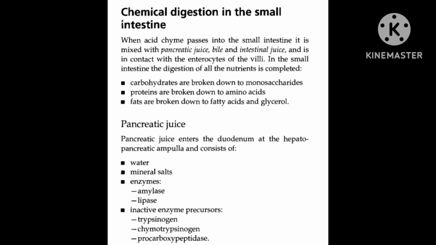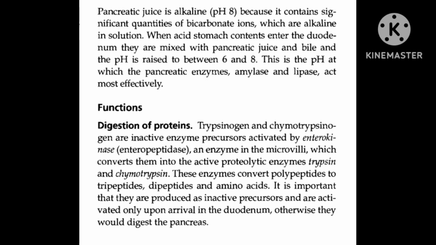hepatopancreatic ampulla and consists of water, mineral salts, enzymes, enzyme amylase and lipase, inactive enzyme trypsinogens, chymotrypsinogens and procarboxypeptidase. Pancreatic juice is alkaline, pH 8, because it contains significant quantities of bicarbonate ions which are alkaline in solution.